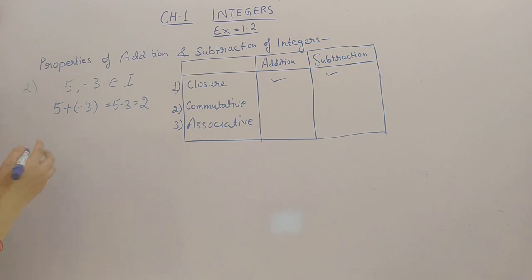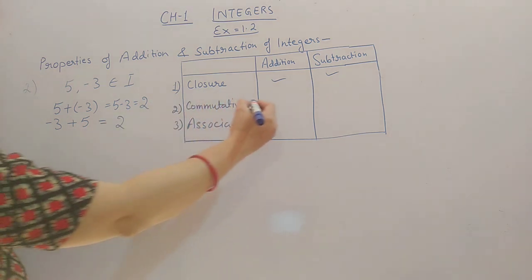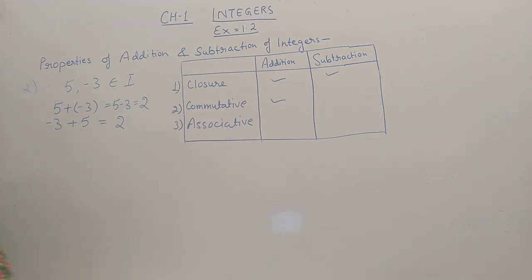Second case, now we will change the order of addition. It means the second integer we will keep at first place and the first integer we will keep at second place. In this case, -3 plus 5, again the answer is 2. So you can see here, if we change the order also, the addition comes the same. So for addition, this second property, commutative property, is applicable.